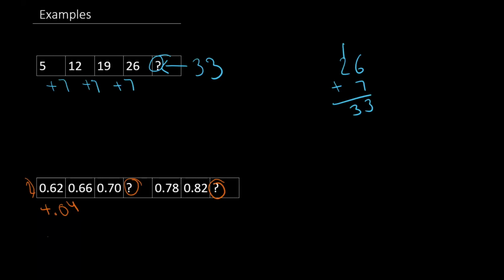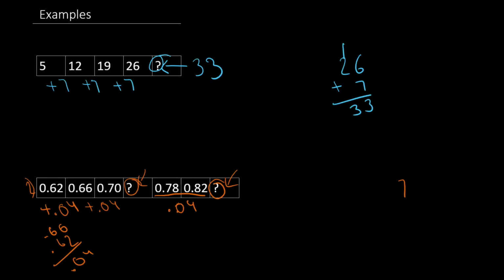I can even show it to you. 0.66 and then 0.62. 6 minus 2 is 4, 6 minus 6 is 0, so 0.04. 0.66 plus what equals 0.70? That is still 0.04. Let's skip to this place. 0.78 plus what equals 0.82? That is 0.04. So let's figure out the answer for these. As you can see, the pattern is adding 0.04 to the previous number.